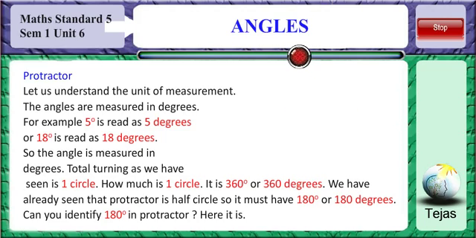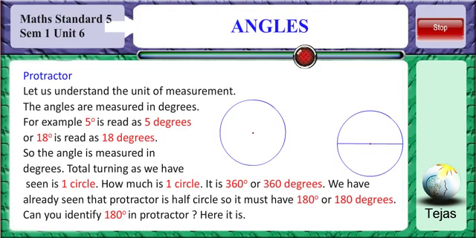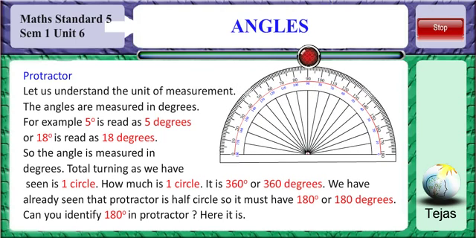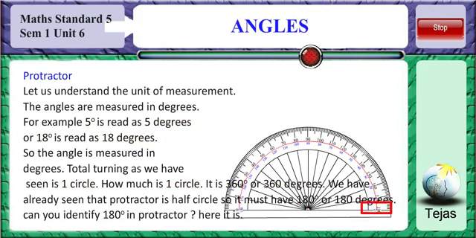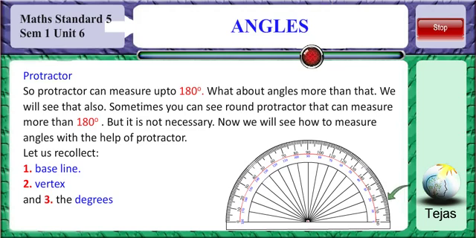Total turning, as we have seen, is one circle. How much is one circle? It is 360 degrees. We have already seen that a protractor is half a circle. So, it must have half of 360, which is 180 degrees. Can you identify 180 degrees in a protractor? Here it is. So, a protractor can measure up to 180 degrees.